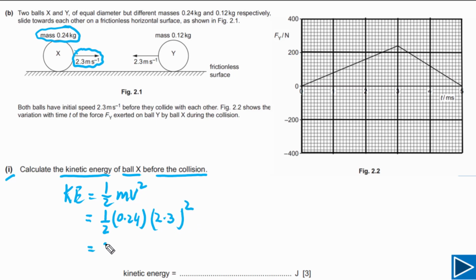And if we solve this one, your final answer will be 0.63 joules. We are using 2 SF because this raw data also has 2 SF. So our final answer in this case is 0.63 joules. This question has 3 marks. The first mark is if you have written this formula. And the second one, if you plug in values, you will get second C mark. And this is answer mark. If you got the right answer, you will get full marks.